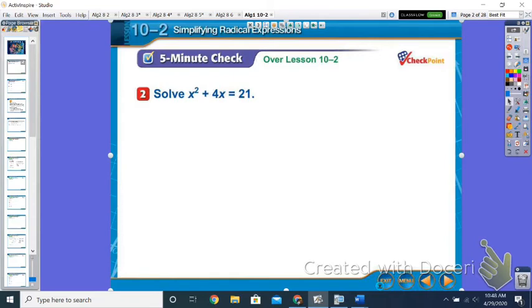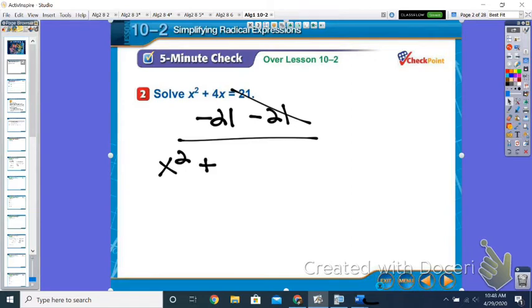So here's your first bell ringer. Give it a try, see what you come up with. All right, so there's a few different ways to do this, but first step should definitely be subtracting 21 from both sides, because we want to have everything on the left like that.